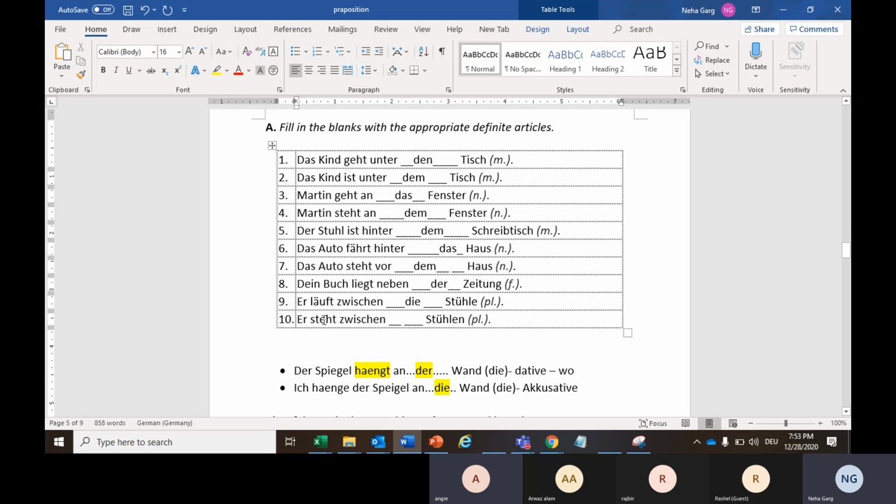Number 10. Arbaz, can you tell us the answer for number 10? Er steht zwischen die Stühle. No, it will be zwischen den. Er steht. He is standing there already. So there is no movement. So it's going to be dative. Den Stühlen.